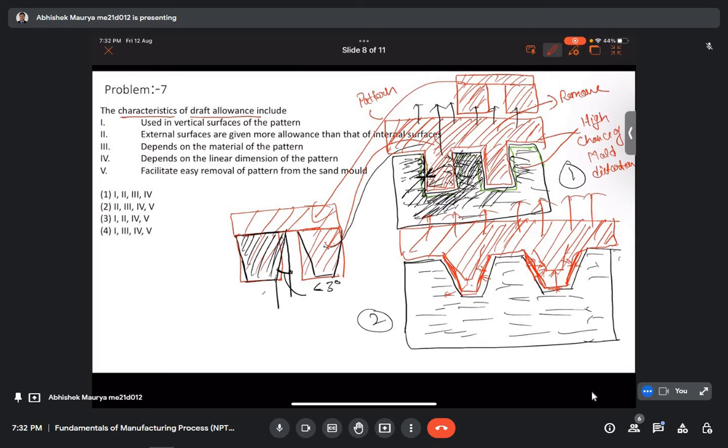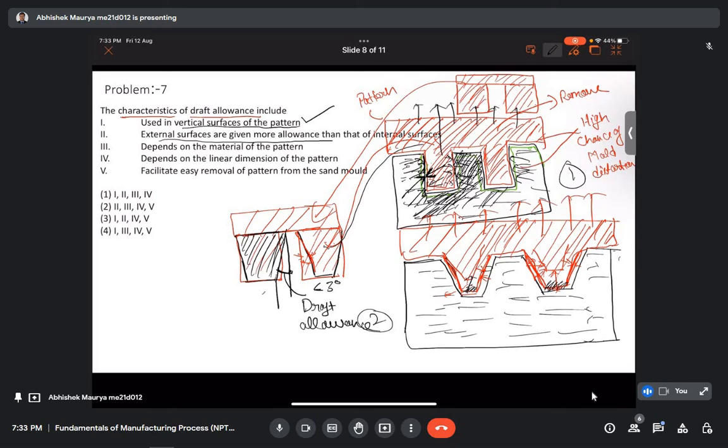So let's look at all the options which are given here. The characteristics. Whatever tapering process we did, or the taper angle we had given, is called the draft allowance. The first option: used on the vertical surfaces of the pattern. Yes, it is correct. Here this is the vertical shape, this is the vertical shape, whereas we haven't made any change to the horizontal walls. We haven't given any allowance to the horizontal walls, only tapering has been done for the vertical walls. So the first one is correct.